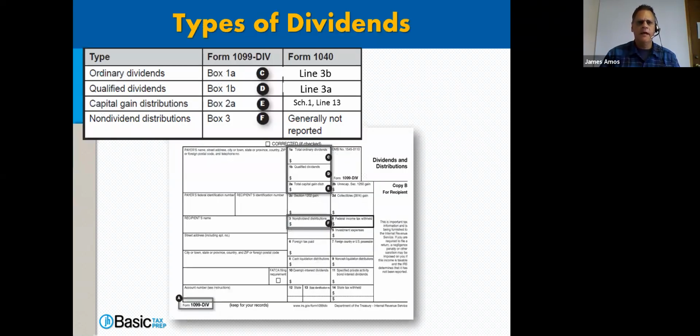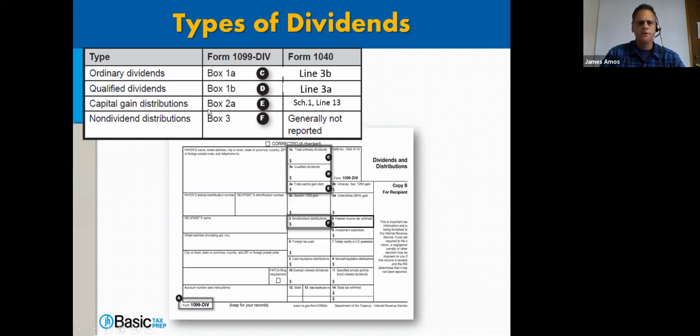So how does this carry through to the 1040? Ordinary dividends reported on the 1099-DIV in box 1A go to the 1040 line 3B. If you have a 1040 in front of you, look at it. If you don't, look at it later, but you'll see where it goes. So ordinary dividends go on 3B because those are taxable. Qualified dividends that are shown in box 1B of the 1099, those are not taxable, so they're going to go on line 3A.